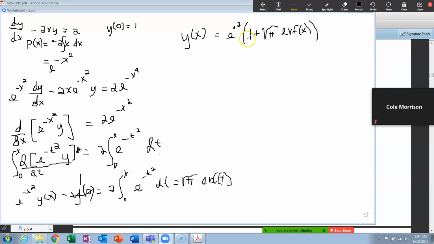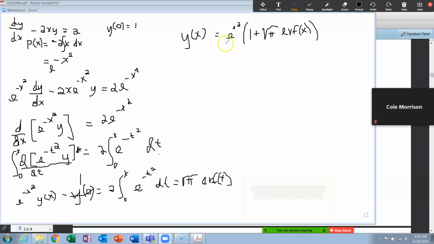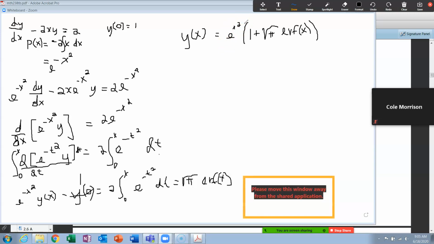Multiply it by root pi, which is something on the order of 1.7 or something like that, square root of pi. And so add that to 1, so you get something on the order of 2.6 or 2.7, something like that. And anyway, plug in an x for your error function that you looked up in the table, multiply that by root pi, add 1 to it, and then multiply that by e to the whatever x value you're looking for squared. Okay, that's it. That gives you your function.